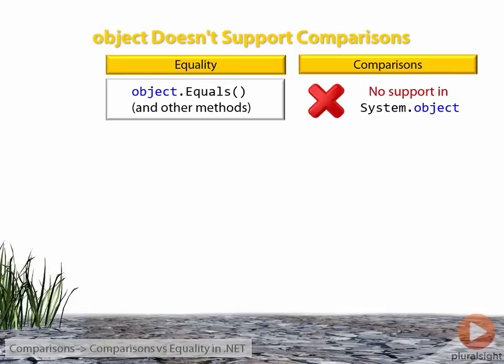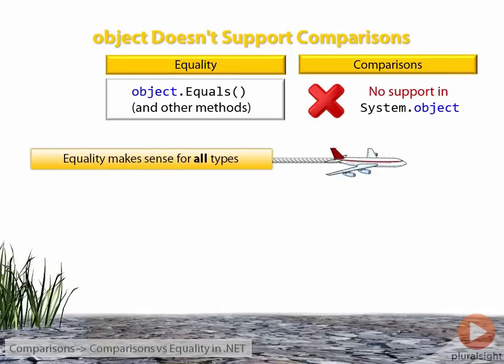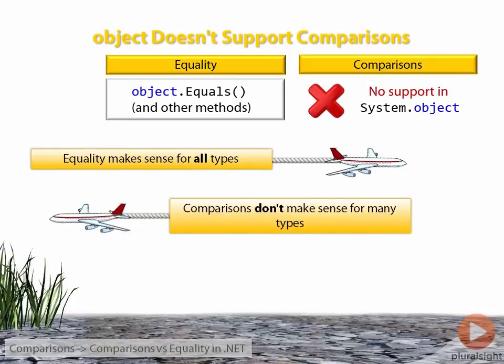The obvious difference between comparisons and equality here is the lack of any equivalent to the object.Equals methods. Why is that? Well, the thing is, when it comes to equality, in general we expect to be able to test any type for equality. That's why support for equality is embedded in System.Object. However, for most types, it doesn't make sense to do ordering comparisons.